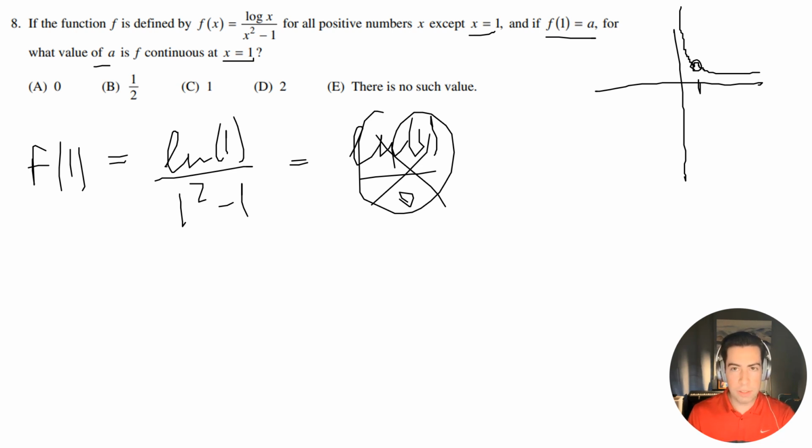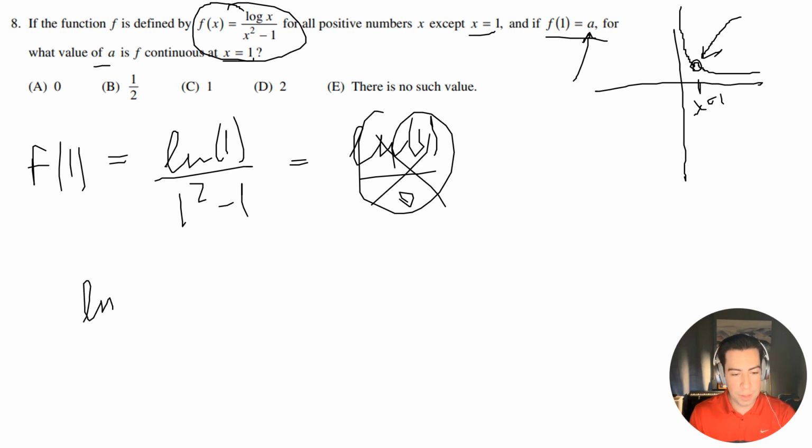Now, what we need to figure out is, what is the value? Whenever x equals 1, what is the y value? In this case, what is a if I fill in that hole with an actual point? The way that we're going to figure this out is we're going to do some calculus. We're going to ask, what is the value of this function whenever x gets really close to 1? So whenever x approaches 1, we're actually going to have to use a limit.